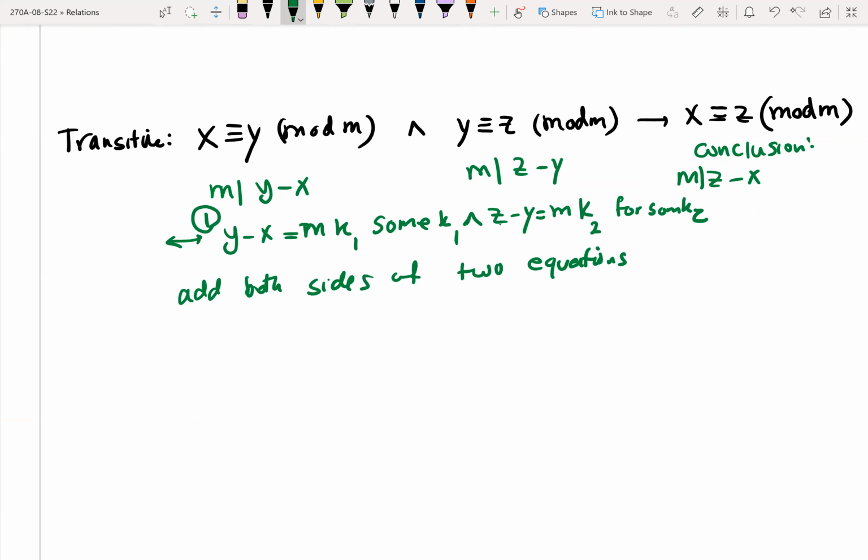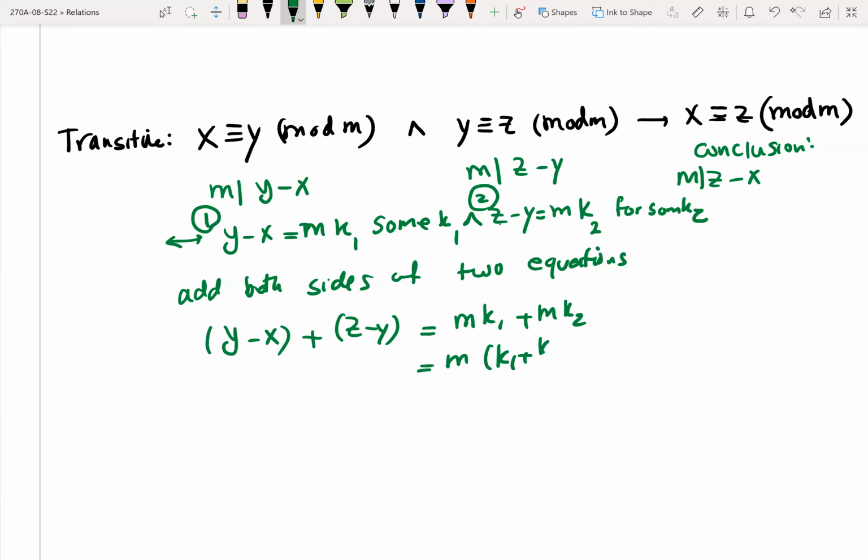So this is equation number 1. This is equation number 2. You're adding both sides, so you have y minus x, here z minus y. Here you have mk1, and here you have mk2. So you factor one m out, and then one of the y's cancel out. So you have z minus x. This is exactly what I'm looking for: m divides z minus x for some k.